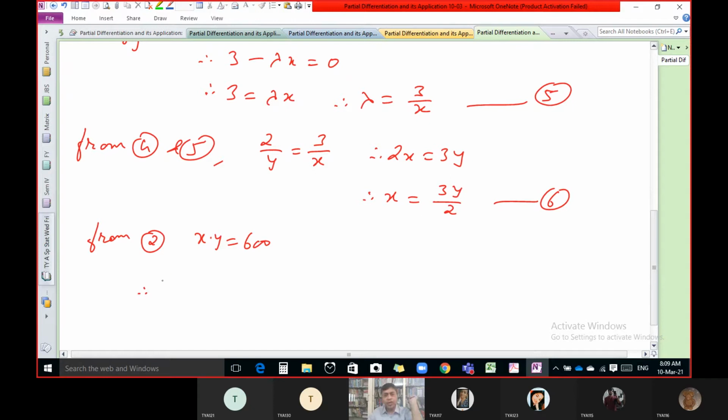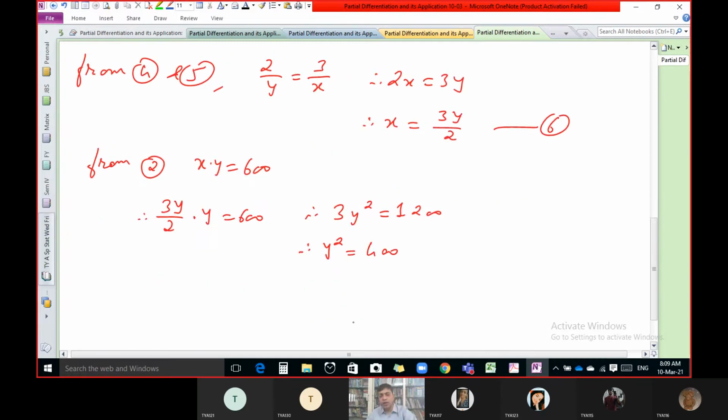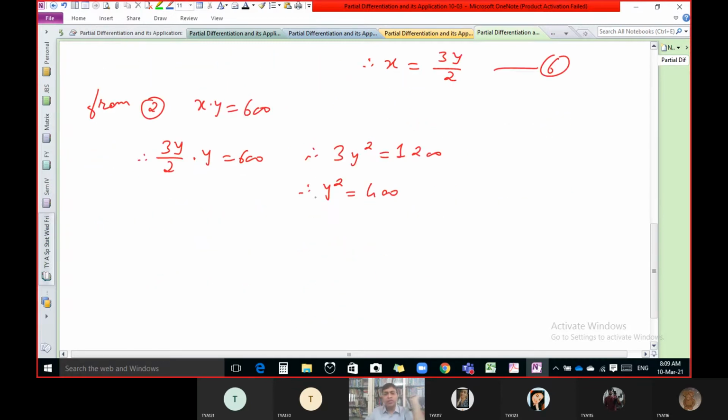Put the value of x, so we get 3y upon 2 into y equal to 600. Now, take 2 to the other side, and here we get 3y into y, that means 3y square. And if we take 2 to the other side, we get 1200. Divide by 3, so we get y square equal to 400. And take the square root, so we get y equal to 20.